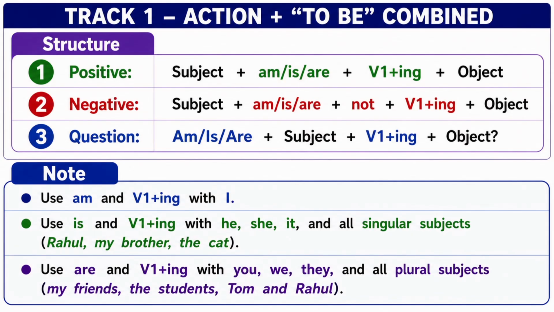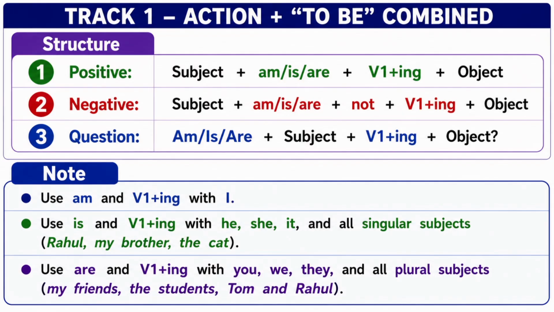For positive sentences, the structure is subject plus am, is or are plus verb 1 plus ing plus object. For negative sentences, the structure is subject plus am, is or are plus not plus verb 1 plus ing plus object. For questions, the structure is am, is or are plus subject plus verb 1 plus ing plus object.